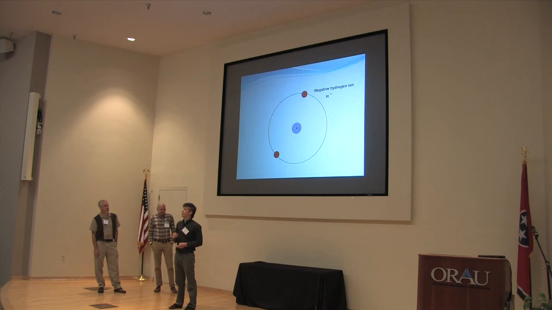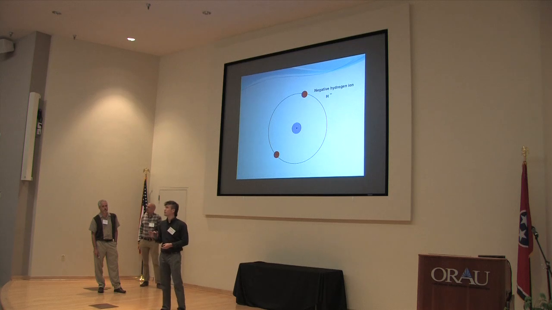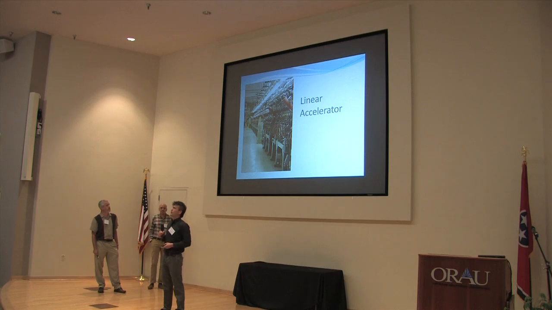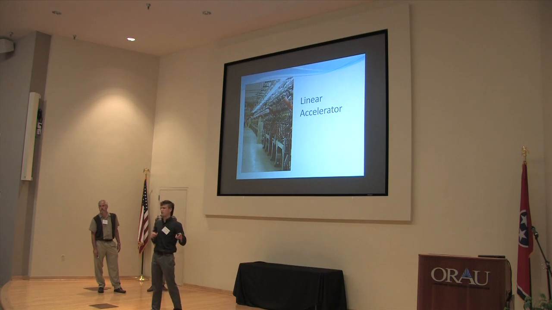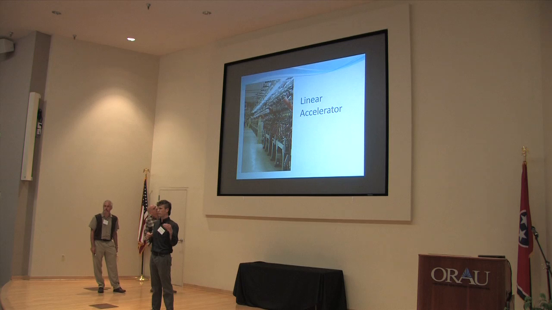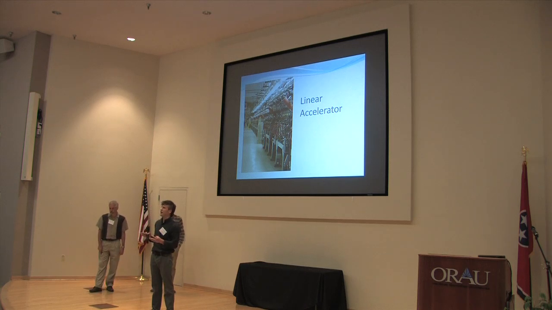Okay, so where do we get the neutrons from? We start with a negative hydrogen ion, which is just a proton and two electrons orbiting around it. And then we take those ions and put them into an accelerator, which is about 1,000 feet long, and those things go at about 90% the speed of light. They're going really fast, and then towards the end, they go through a foil, which strips the ions of the electrons. So you just have protons left.